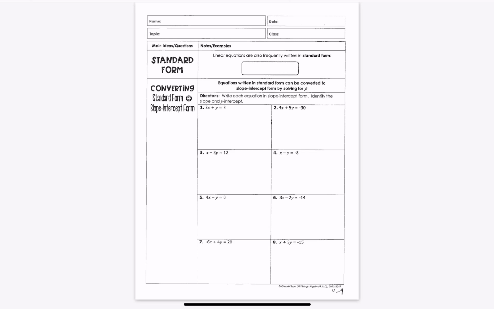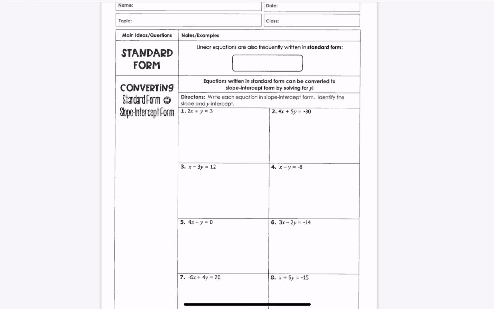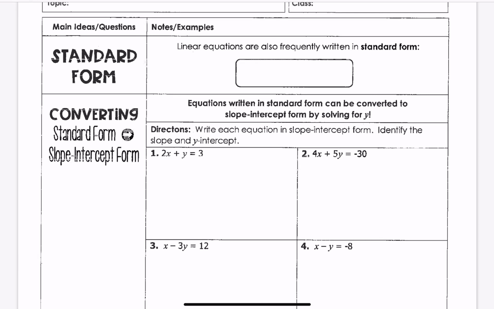Okay, for today's notes, we're going to be talking about standard form. We're on page 4-9 of the notebook, and yes, the last set of notes we did slope-intercept form of a linear equation. So linear equations are also frequently written in standard form. So this is something that we have to be able to recognize.